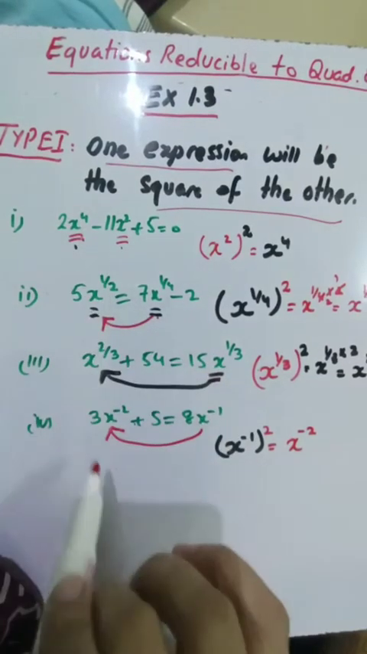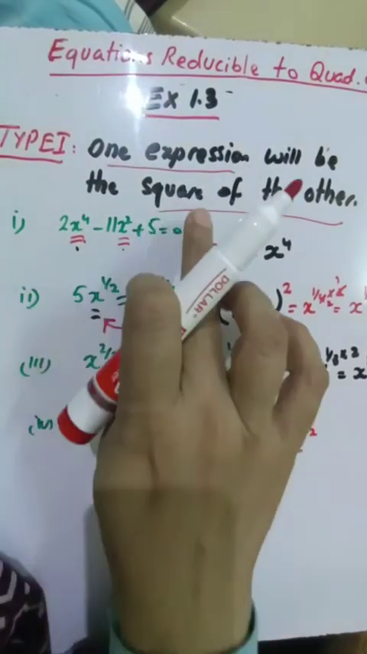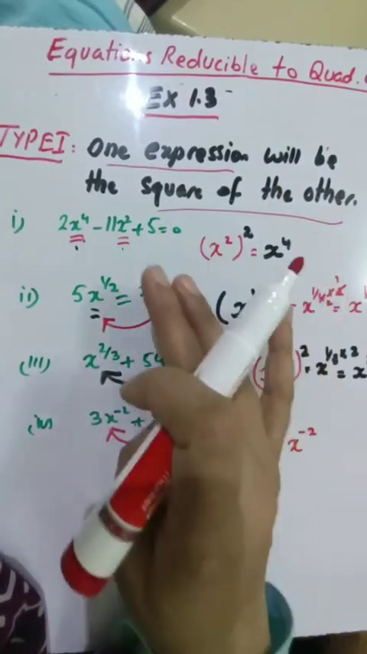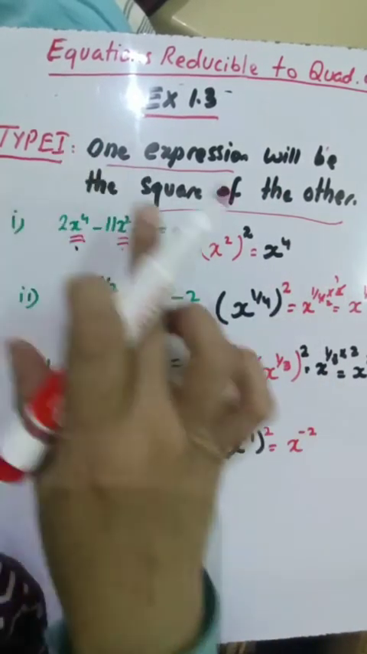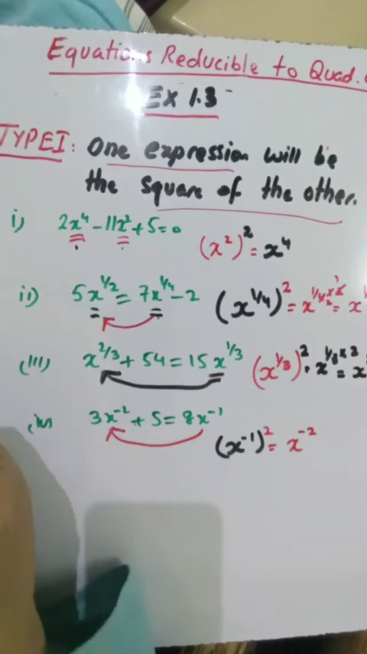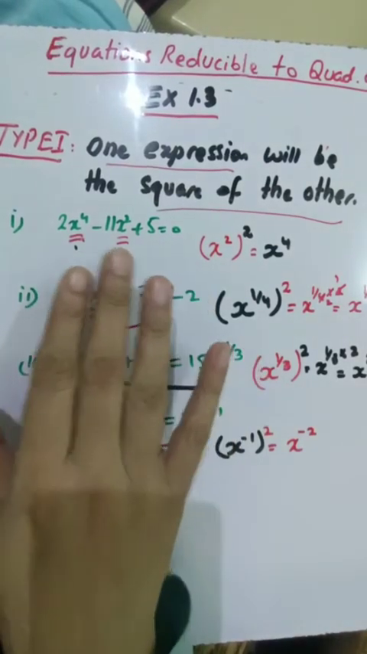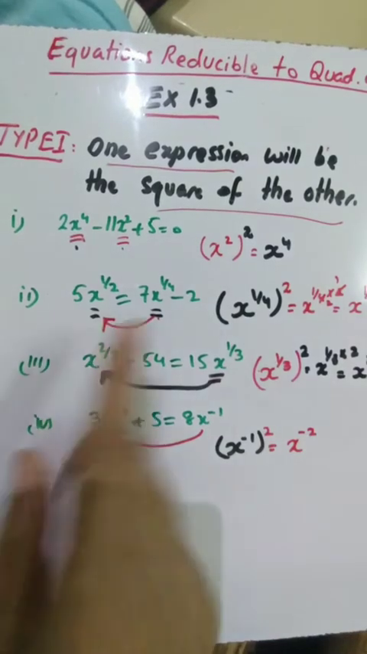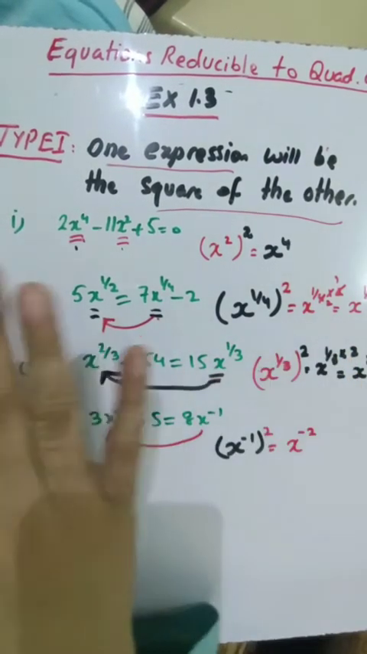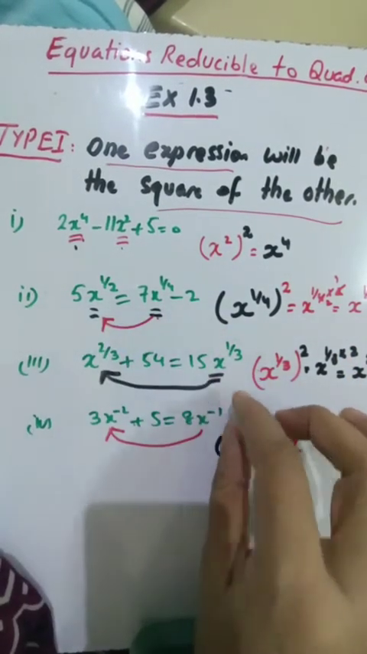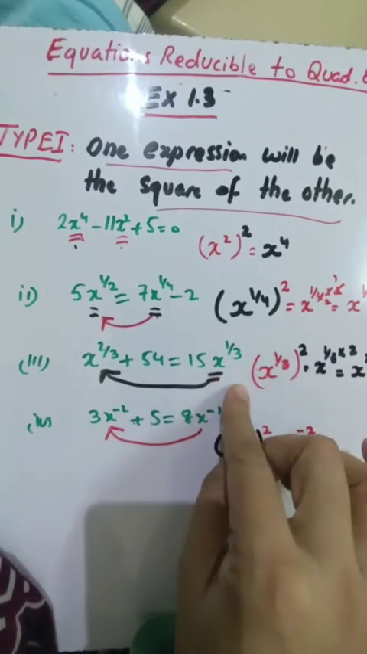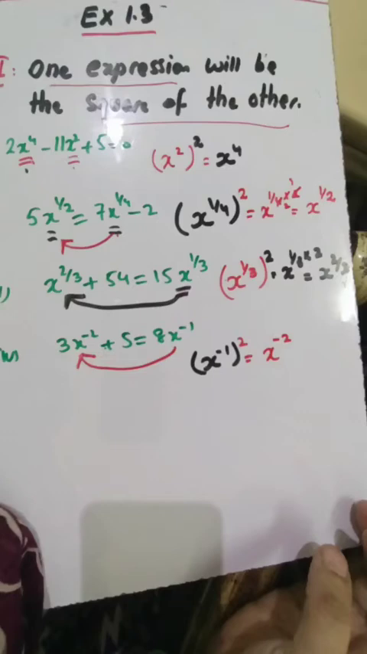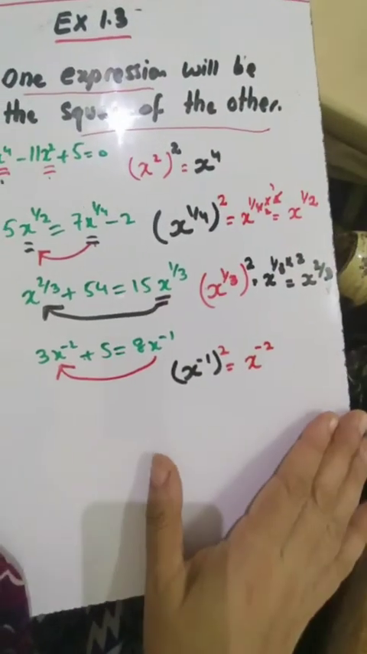If you have these types of equations, you can use the method that I am going to tell you. All these equations are of type 1, in which one expression is the square of the other. Now, none of these is a quadratic. All of these four are equations which are not quadratic, but we can easily reduce them to quadratic by making some substitutions that I am going to tell you.